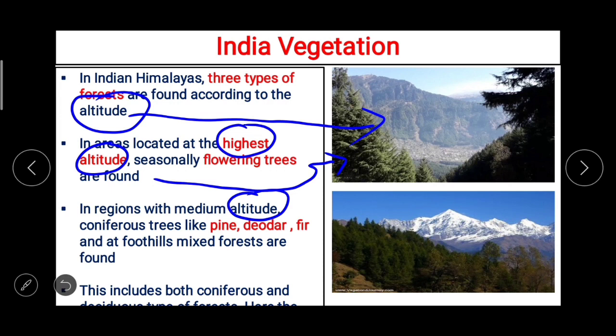So this was all about the Brazil vegetation and India vegetation, near about the similar vegetation, Brazil maybe or India maybe. Now in the next session we'll talk about the Brazil wildlife and India wildlife.